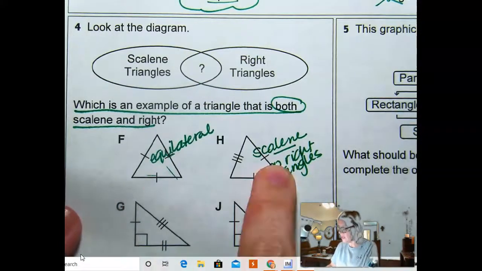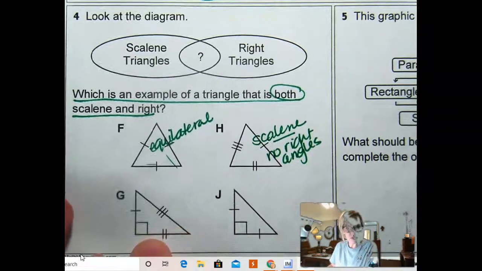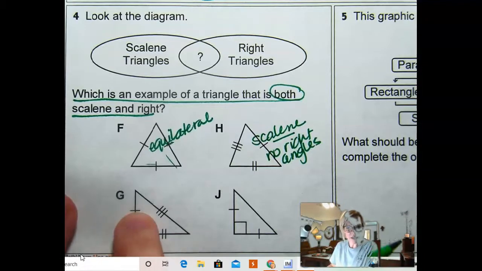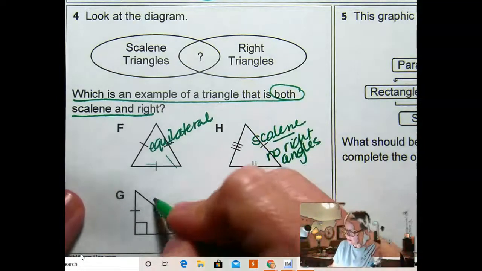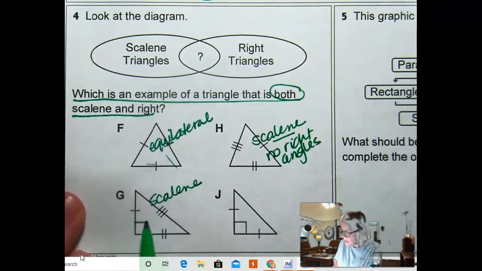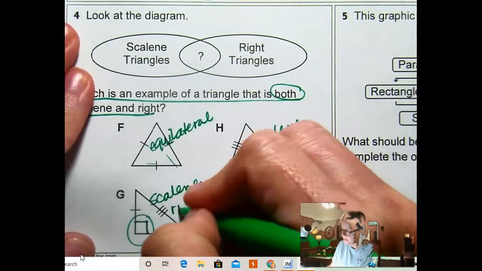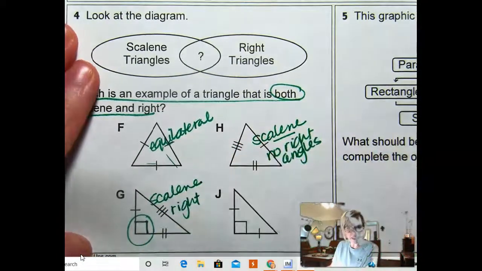All right, so that's not going to be the answer. This is scalene, but no right angles. Okay, let's look at this, and we can tell just by the markings that they gave us, this side has 1 measurement, this side has another measurement, and this side has a different measurement. All 3 measurements are different. Therefore, it is a scalene triangle. And then if you look right here, this indicates that it is a right angle. So it is in fact scalene and right.